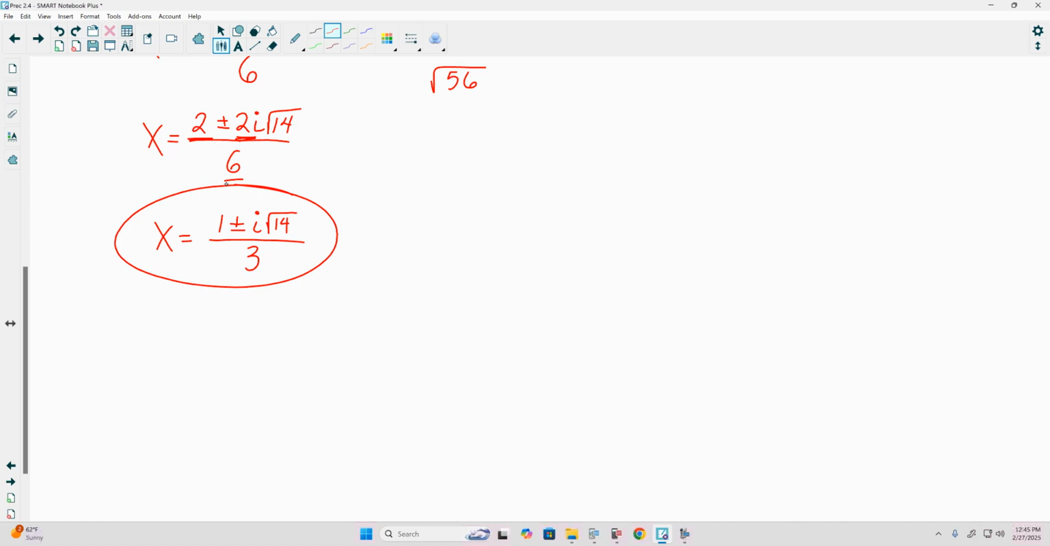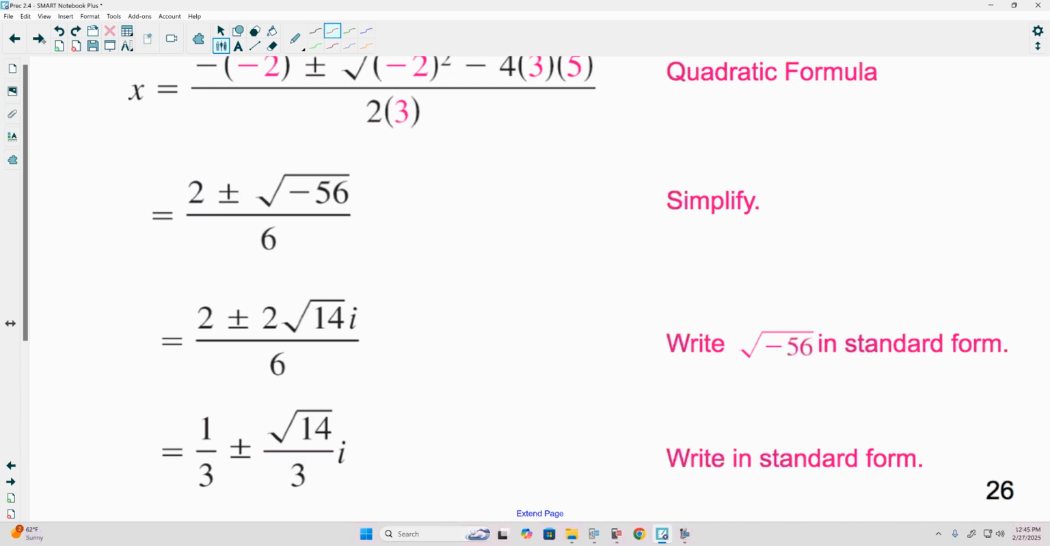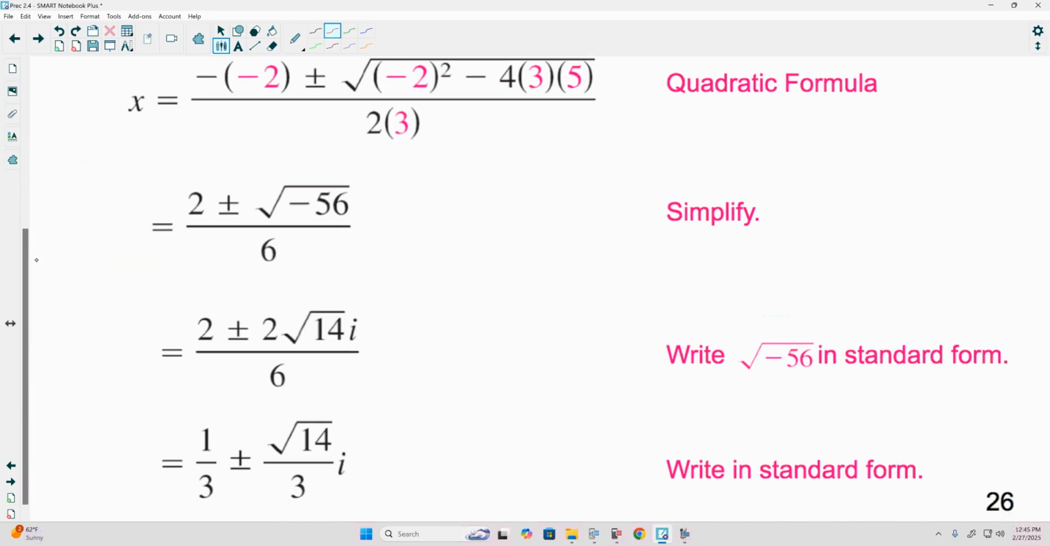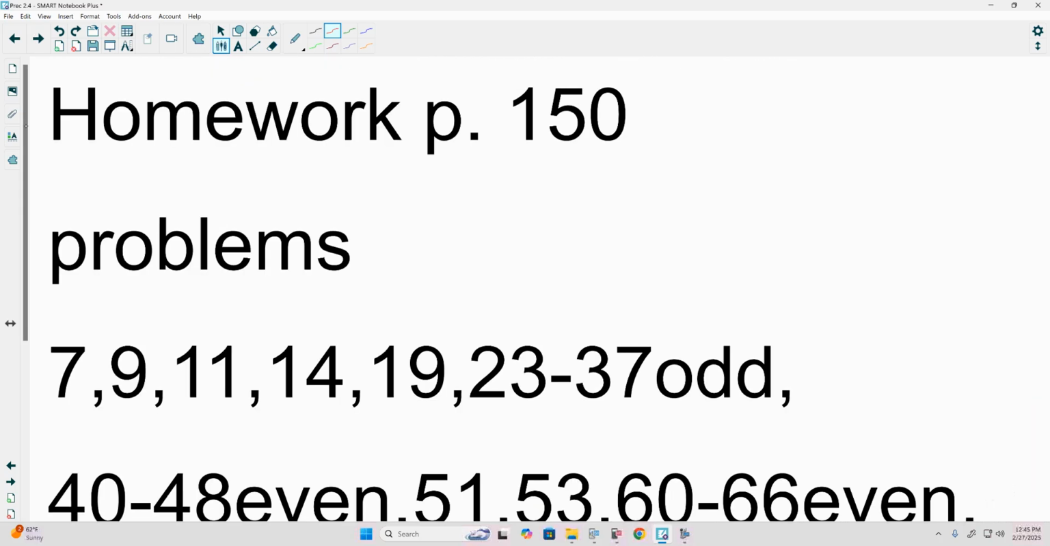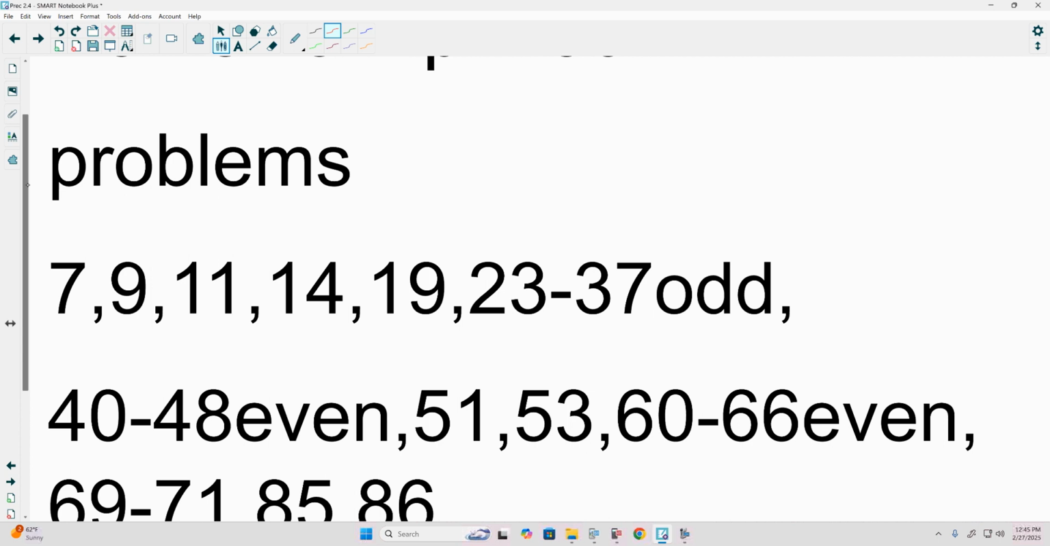Questions on this here? And they did the exact same thing. They split it up, but we can leave it as one whole. And that's it for 2.4.